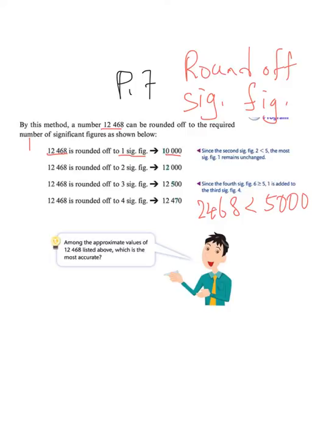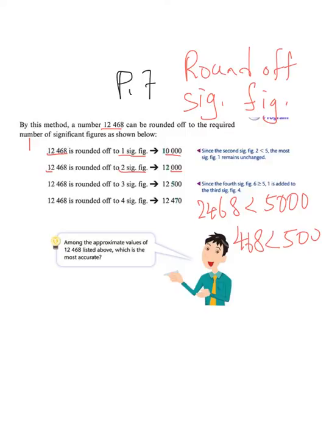Rounding off to two significant figures, again we look at the leftmost non-zero digit, which is 1. Because it's two significant figures, we keep 1, 2, and then round off the remaining to 0, 0, 0. Because 468 is less than 500, we round it down.